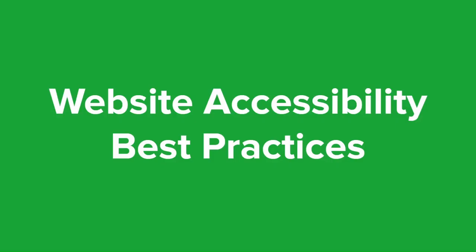So here are some website accessibility best practices. The first one is providing text alternatives. Providing text alternatives is really important as it ensures that people who are unable to see images or videos or other non-text content on a website can still access the information provided. This can include things like alt text, alternative text, which is just a brief description of an image that is read by screen readers or other assistive technologies.